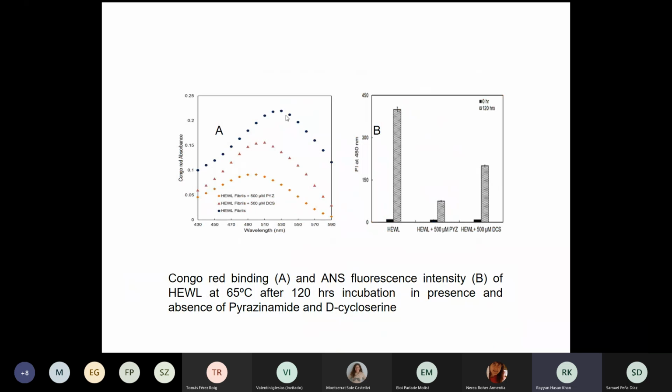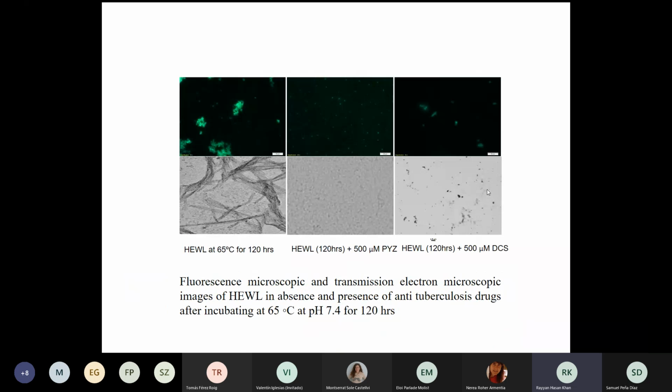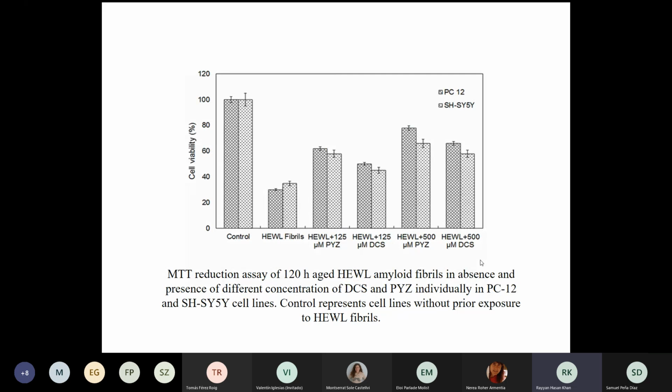Now this is Congo red again. This is in the presence of D-cycloserine, and this is in the presence of pyrazinamide. So it inhibits. And this is ANS binding. In the presence of pyrazinamide, you can see it diminishes the ANS binding, while in the case of D-cycloserine it's not so effective. Now these are the fluorescence images. This is the control, and this is in the presence of pyrazinamide as compared to 500 micromoles of D-cycloserine.